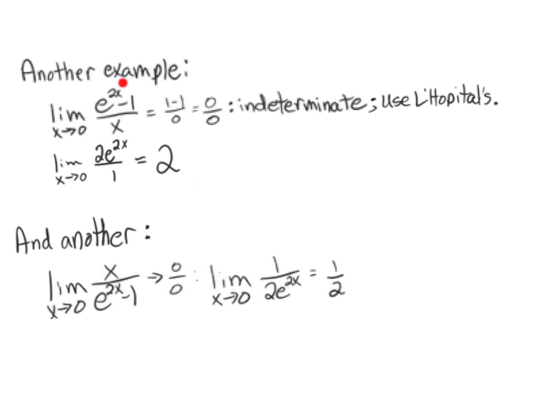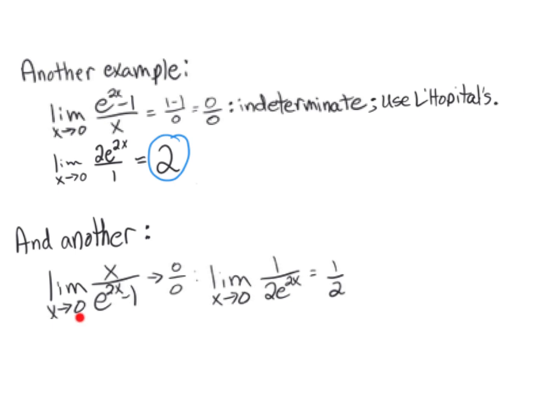When I take the derivative of the top, I'm going to get e to the 2x times 2 minus 0. Derivative of the bottom is a 1. Yay, I've got a constant. Plug in my value that I'm approaching. e to the 0 is still 1 times the 2 over 1, and booyah, I get a number. Pretty cool, huh? Let's try it upside down.